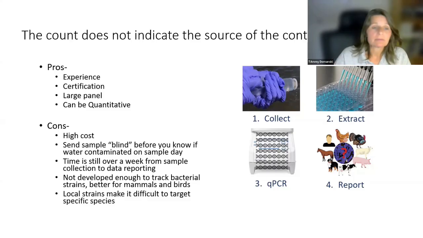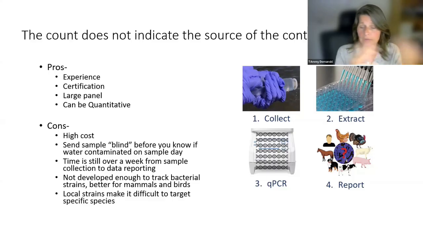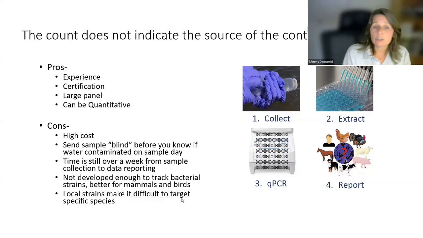It's very high cost. You have to send the sample blind. You don't even know sometimes what the concentration is. You assume it would be contamination from heavy rain, but if it's not contaminated, you sent it out and spent $300 on a sample and there wasn't much bacteria. The data takes at least a week to find the source. The issues we've seen: it's not been developed enough to really track bacterial strains. It's much better for mammals and birds.